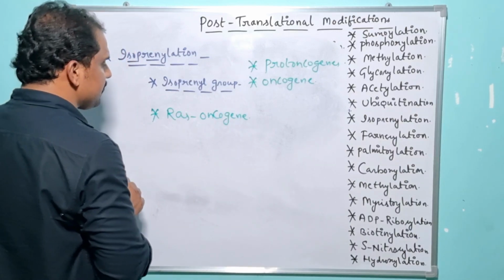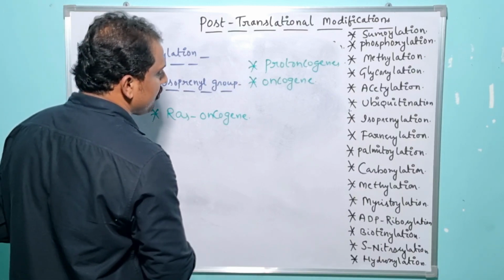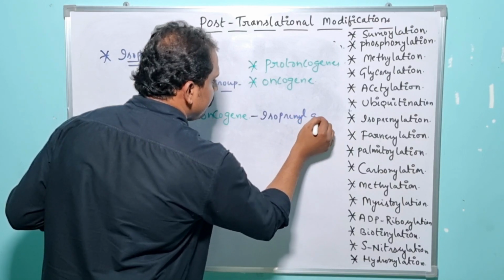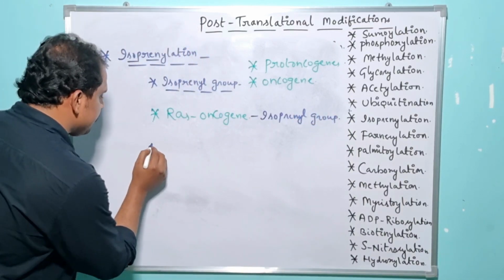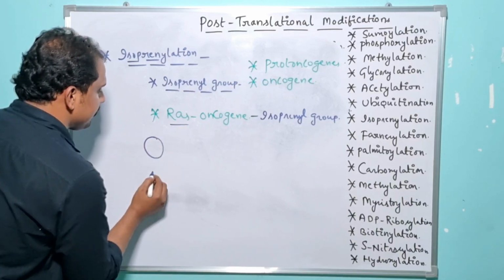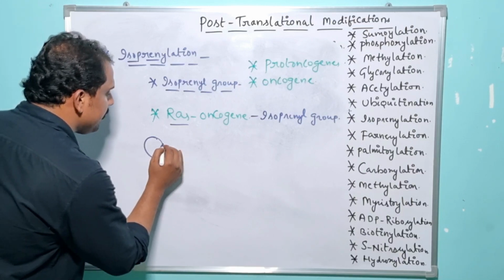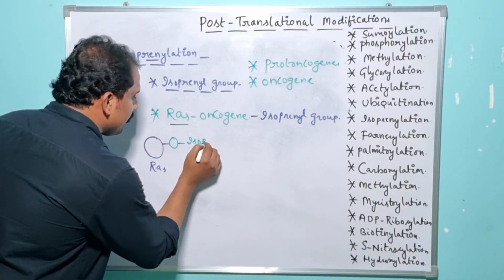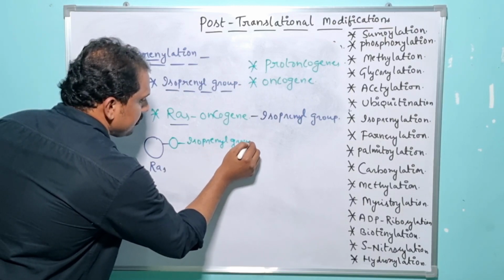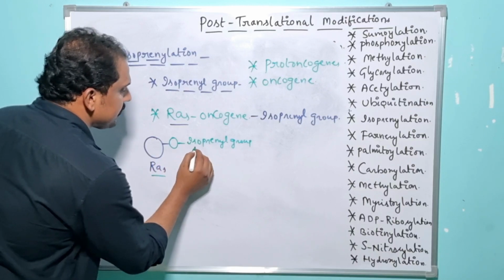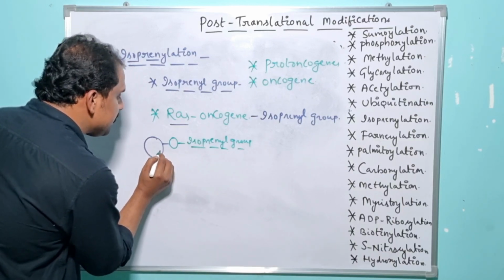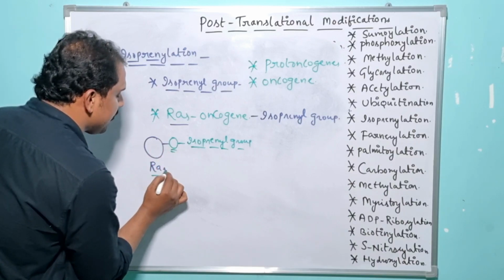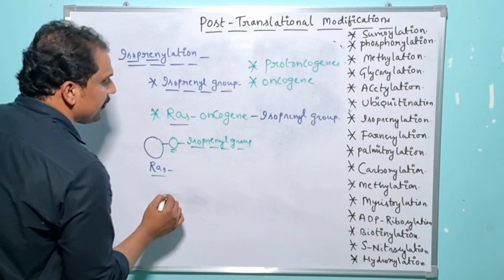So here the specific RAS oncogene remains in active conformation only when it is in association with the isoprenyl group, right? Let us assume it as the proto-oncogene or the specific oncogene known as RAS, and let us assume this as the isoprenyl group. Only when RAS is in association with the isoprenyl group does it remain in active conformation. Once the isoprenyl group gets successfully discarded from the RAS oncogene, the RAS remains in inactive conformation.